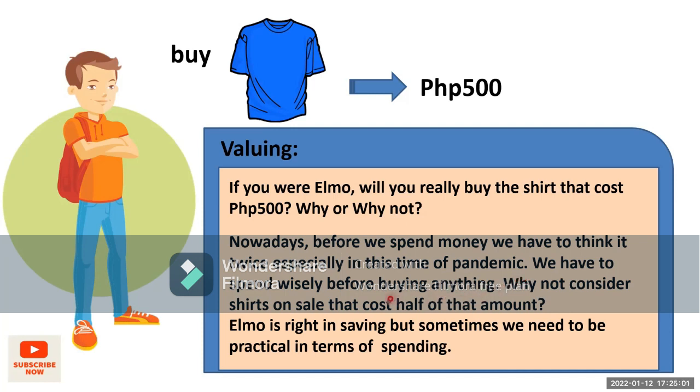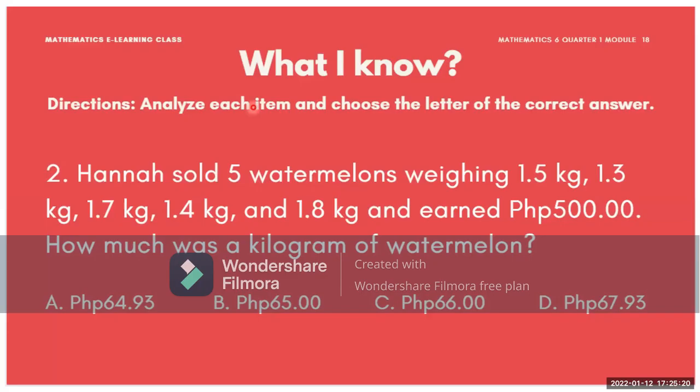We have to think wisely before buying anything. Why not consider shirts on sale that cost half of that amount? Elmo is right in saving, but sometimes we need to be practical in terms of spending. So kindly proceed answering questions number 2 up to 10, applying the same steps.